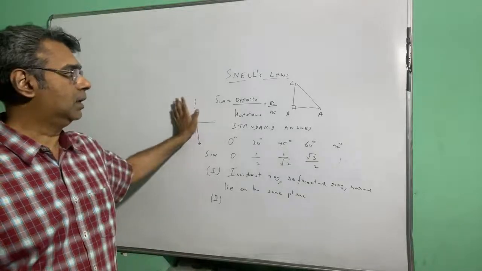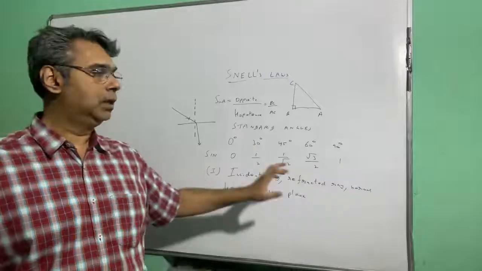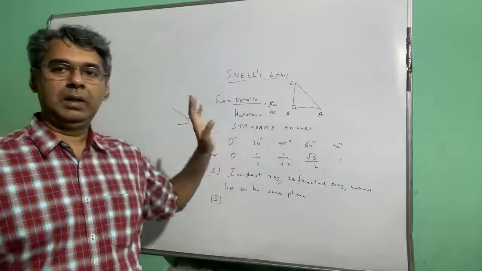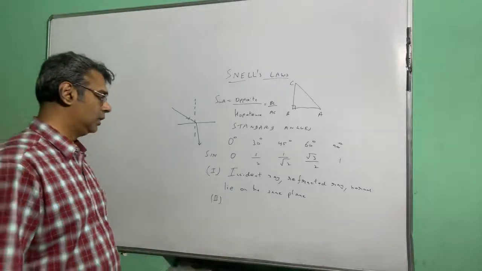So you can see that I have drawn the incident ray, refracted ray, and normal on the plane of this whiteboard. So the incident ray, refracted ray, and normal, they are all on the same plane, and that plane is the plane of this whiteboard. This is law number 1.